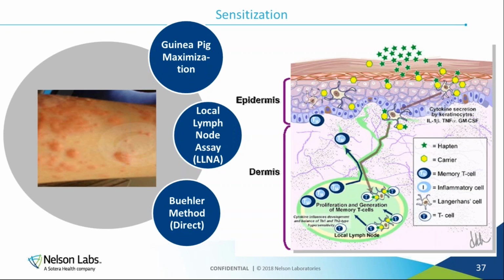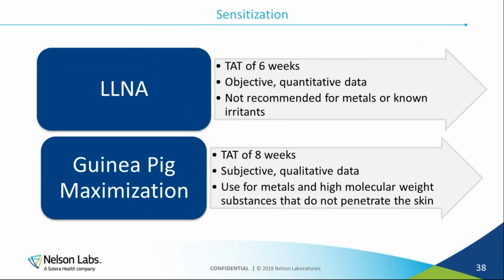And we have 3 different test methods available. And we typically do the guinea pig maximization. That's the most common test method. A local lymph node assay is another one.